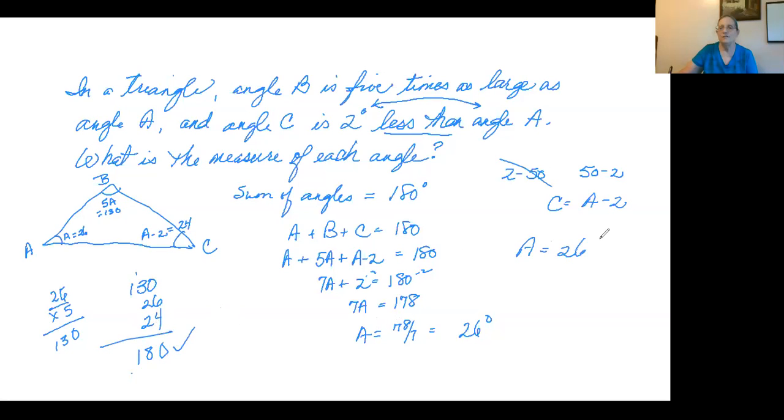So A is 26 degrees. B is 130 degrees. And C is going to be 24 degrees. So that's a couple of examples of typical geometry problems that they do.